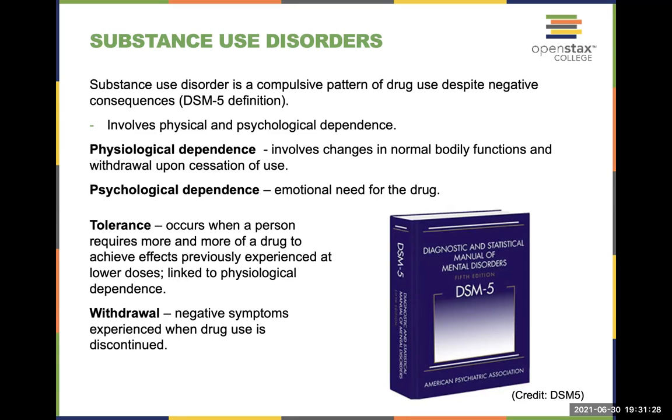Anyway, as I was saying, substance use disorder is a compulsive pattern of drug use despite having negative consequences, right? And so when I assess people for or diagnose them for a substance use disorder, there's 11 criteria that I'm looking at, right? Part of that is any pharmacological indicators, which would include tolerance and withdrawal, right? So tolerance and withdrawal is associated with physiological dependence.